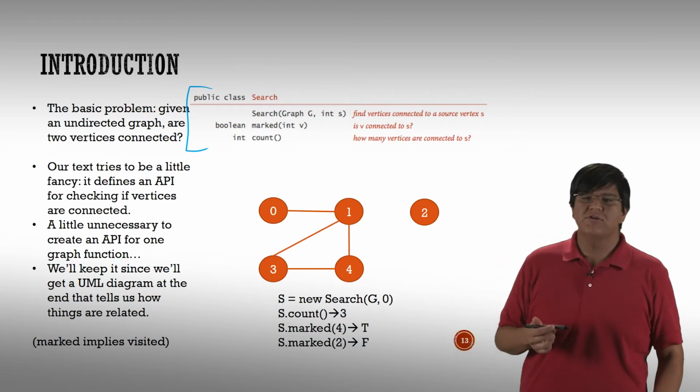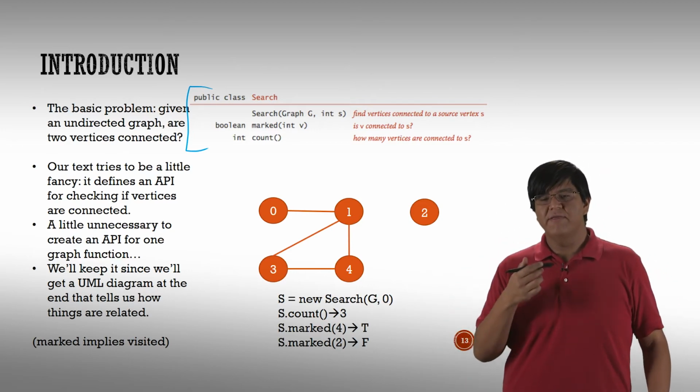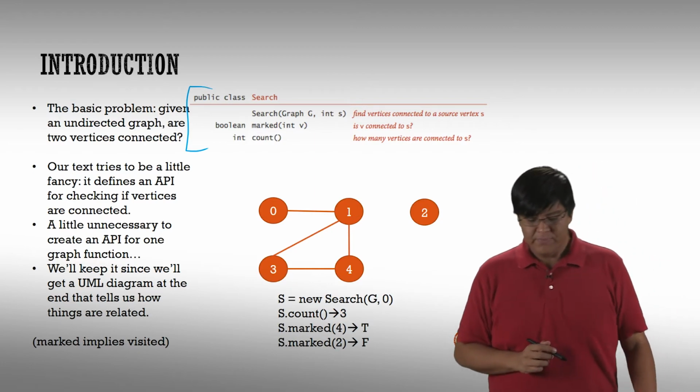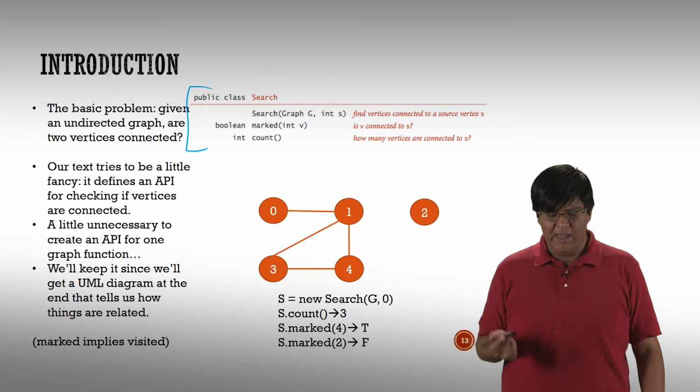The last thing, of course, is count, which is basically giving us the number of things we were able to mark, or the number of things we were able to touch, starting at S. All right, so that's our basic API. So let's take a look at a graph and maybe try to see how this would give us some answers.